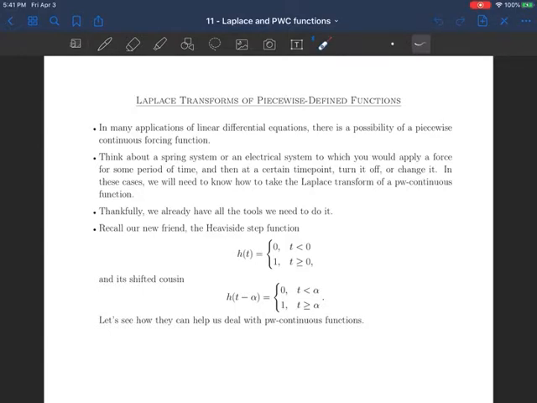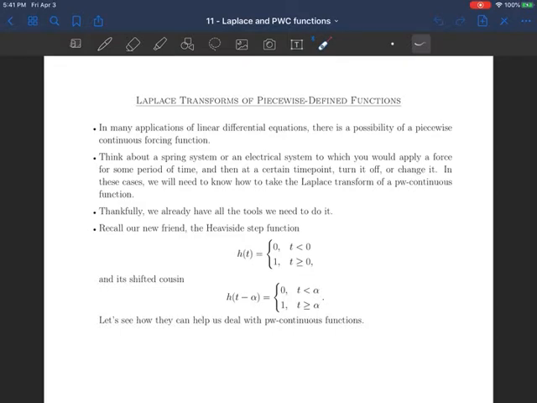Hi everyone. So we're going to be talking today about how to use Laplace transforms with piecewise defined functions. It turns out that in many applications of linear differential equations we run into these piecewise continuous functions, especially as forcing functions, right? So if you think about spring systems or electrical systems, or those kinds of things that we model with second order linear equations, sometimes you'll be applying a force, and then at a certain time point you might want to turn it off or change it in some way.